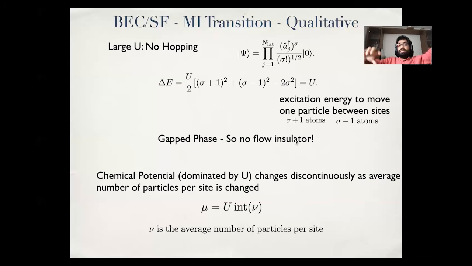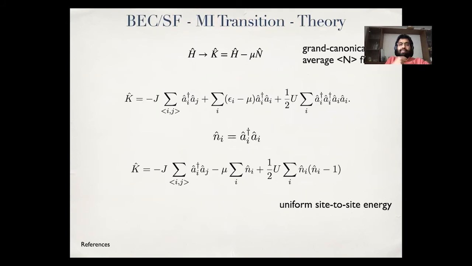This is an insulator, whereas that is a Bose-Einstein condensate with coherence. Basically, as you change this J over U continuously, you will get a phase transition between these two very different many-body states, which is this superfluid to Mott insulator transition. Okay, so let's look at this in a little more detail.